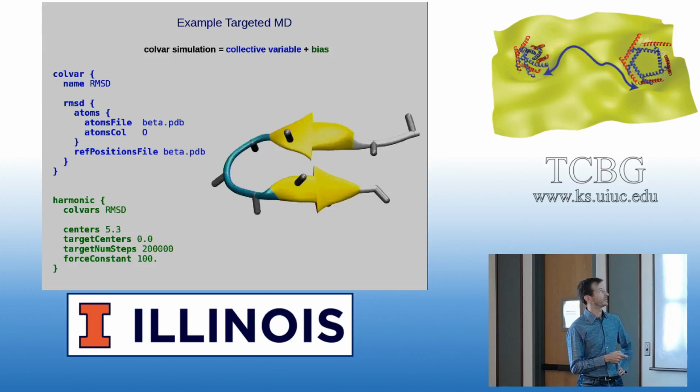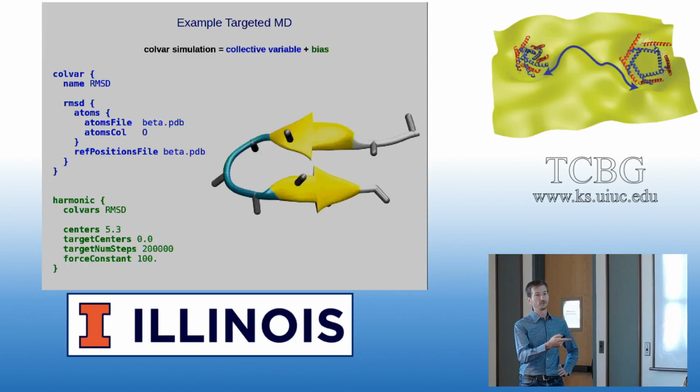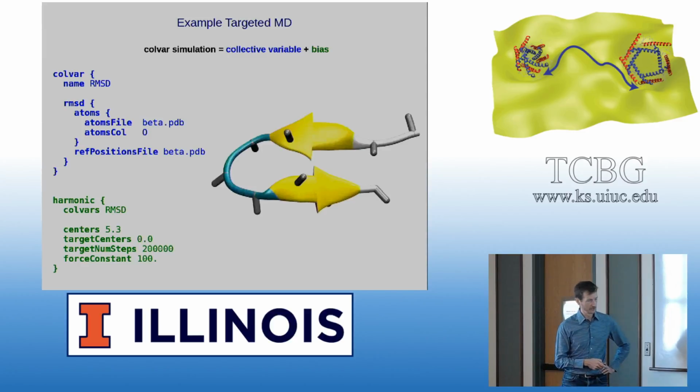And then I'm adding a harmonic bias, because targeted MD is just a harmonic bias that is moving towards lower values of the RMSD. So it's acting on this RMSD variable. The initial value, the center of the bias, is 5.3 because that's whatever it was at the beginning. The target is 0, so it's moving closer to 0 RMSD. It's doing that in this many steps. And the force constant is 100 of whatever the unit is. In this case, it's kcal per mole per angstrom squared. And this is the input I need to run this targeted MD example.